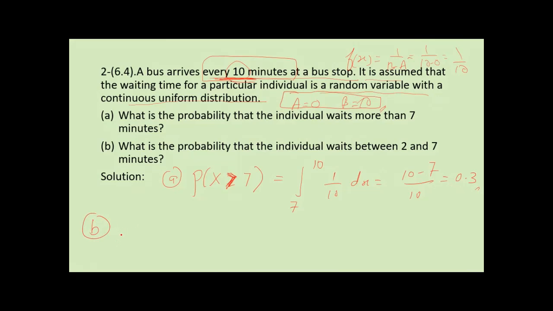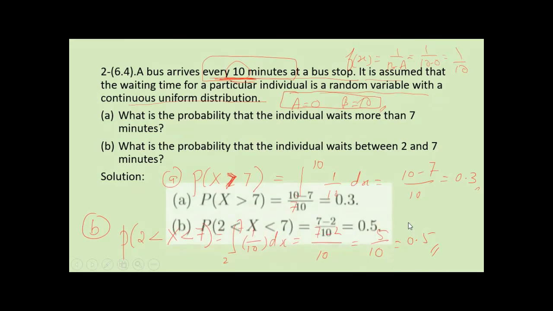Question number B. What is the probability that the individual waits between 2 and 7 minutes? So the random variable falls between 2 and 7. So integrate from 2 to 7. 1 over 10 is the probability density function, dx. So 7 minus 2 over 10. The answer is 5 over 10, 0.5. It's done. Now different work is to be done. The answer is also here.